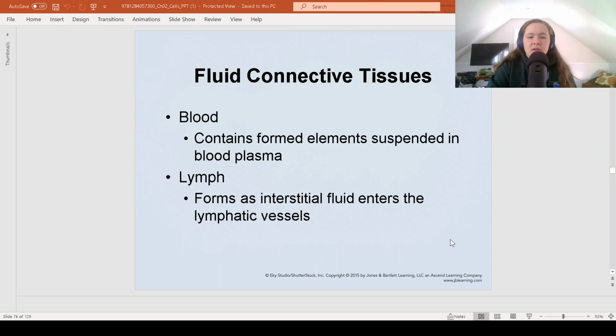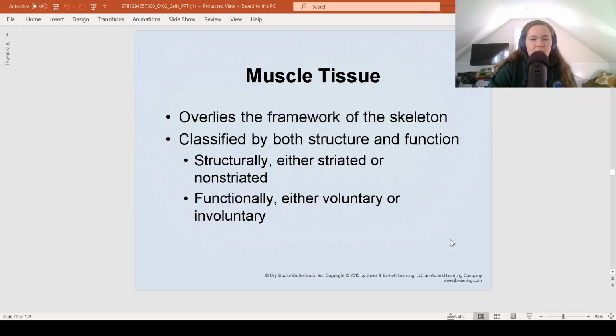Good luck. Blood contains formed elements suspended in blood plasma. Lymph forms as interstitial fluid enters the lymphatic vessels. That's why you have your lymph nodes.